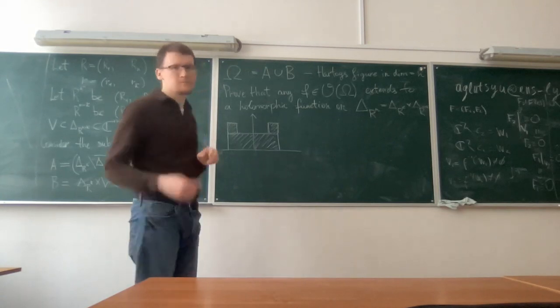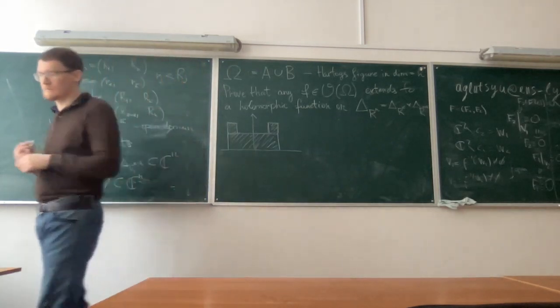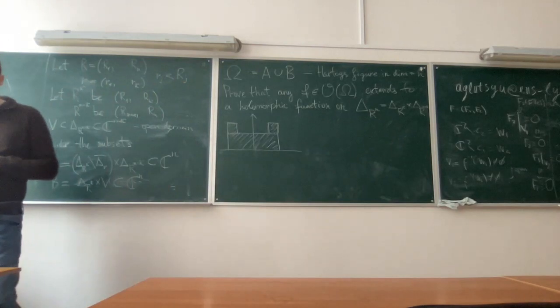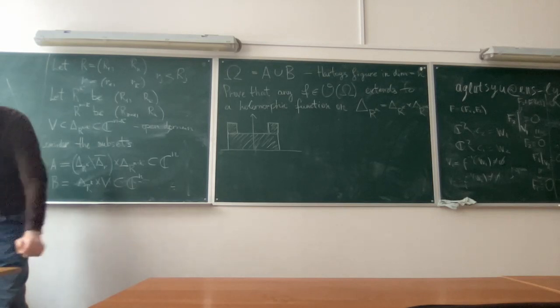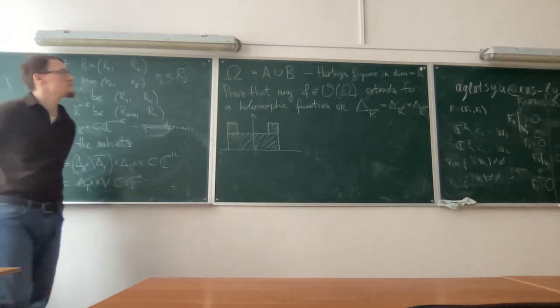Yes, so the statement of the problem is formulated. Given a domain called the Hartogs domain in dimension n, prove that any function holomorphic on this Hartogs domain extends to a holomorphic function over the whole polydisk. That's the problem. In the lecture we have done this in two dimensions, but now the problem is to do this in any dimension.